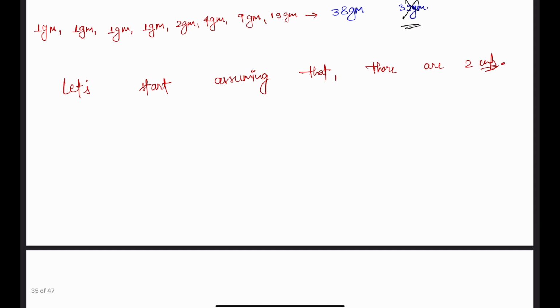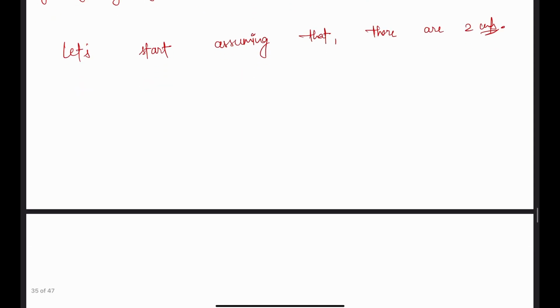So if 2 cuts are there, let's think in the beginning, we have 1 gram, right? And with this 1 gram we can measure 2 gram. So the first thing is done. Next, what we cannot do is 3 gram, so cross it. Right now what we know is that we have 2 cuts. Where are the 2 cuts? We are not sure as of now. We don't have any idea where these cuts are.